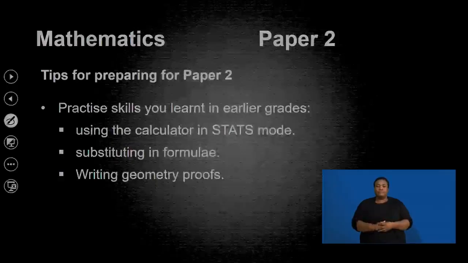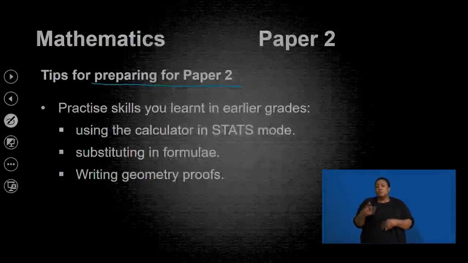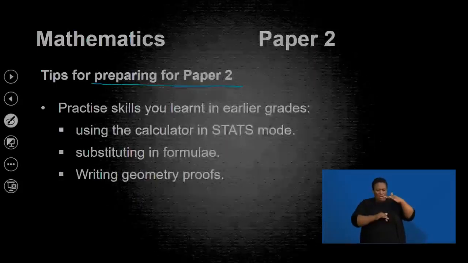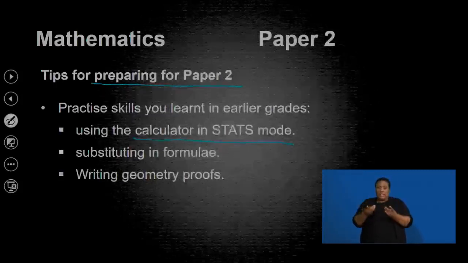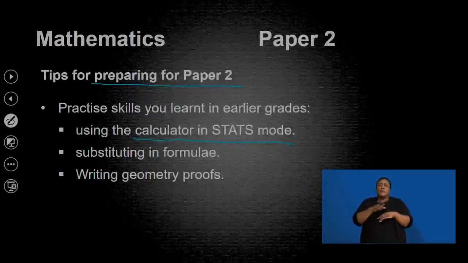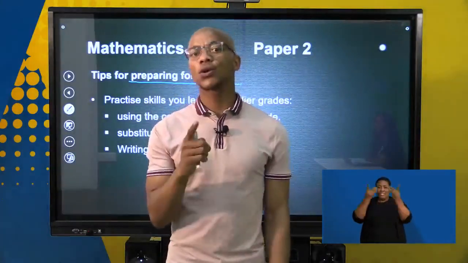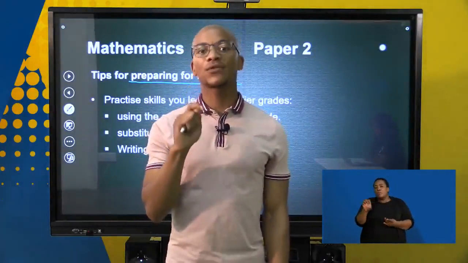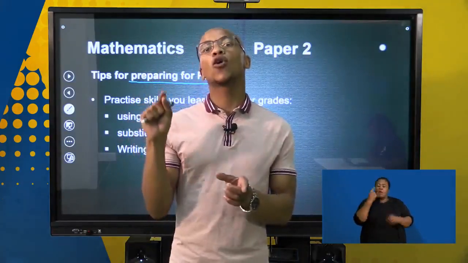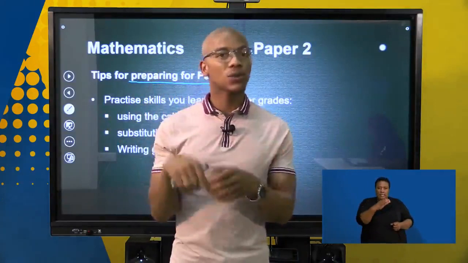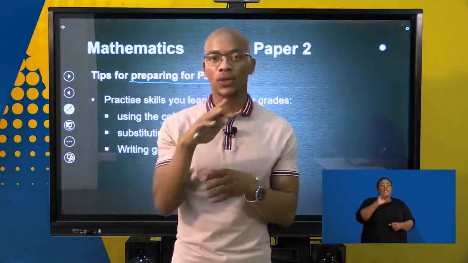So the very first tip is, when you're preparing for your paper 2, practice the skills that you learned in earlier grades. What do I mean? Using a calculator in stats mode. I think I spoke about this when we were talking about statistics and the least squares regression line. You need to know how to use your calculator in stats mode. And one thing I should caution you is, please refrain from using the on button when you want to clear the screen. Always use the AC, which means all clear. So if you are in stats mode, don't touch the on button. Just always use the all clear button if you want to clear your screen.